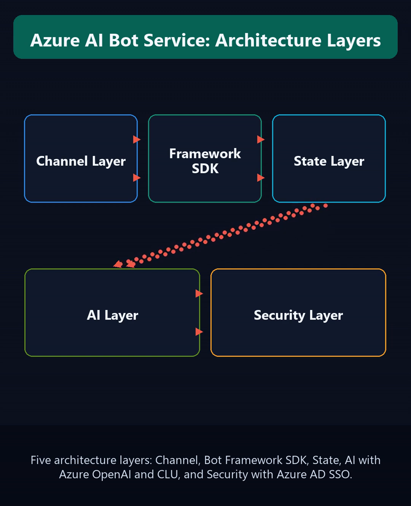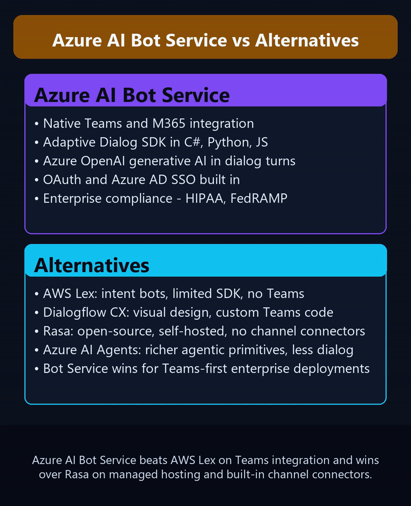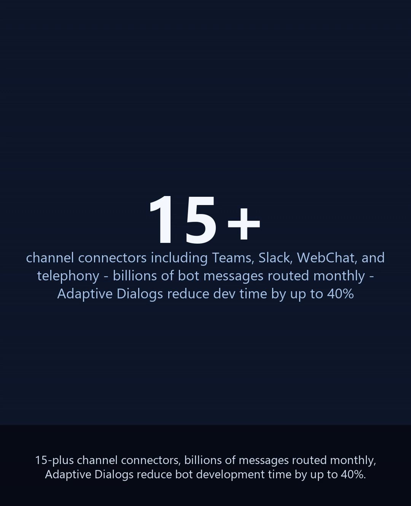How does Azure AI Bot Service compare? AWS Lex handles intent-based bots for Alexa and Connect, but has limited SDK flexibility and no native Teams integration. Dialogflow CX from Google is strong on visual flow design, but requires custom code for Teams and enterprise auth. Rasa is open source and flexible but means self-hosting, managing NLU training pipelines, and writing all channel adapters yourself. Azure AI Bot Service leads for Microsoft 365 and Teams-first enterprise deployments and for connecting bots to Azure OpenAI generative AI.